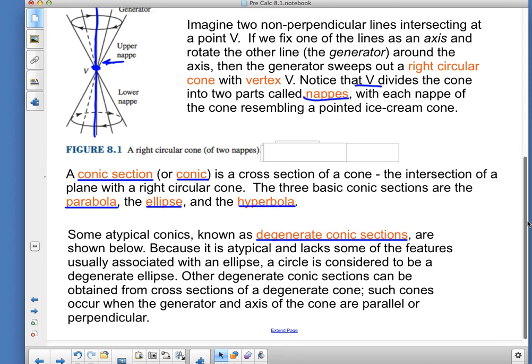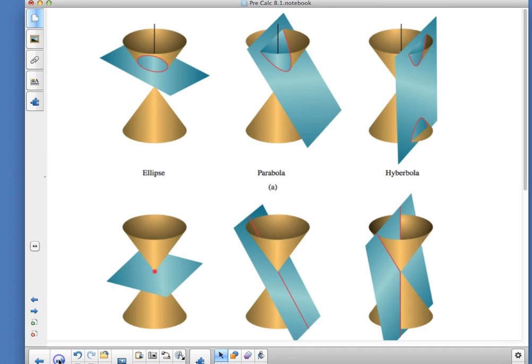Parallel to the axis, I'm talking about hyperbolas, and perpendicular to the axis, I'm talking about circles. So this is what we're talking about. An ellipse is skew. It's not perpendicular. An ellipse is not perpendicular, but it's definitely not parallel.